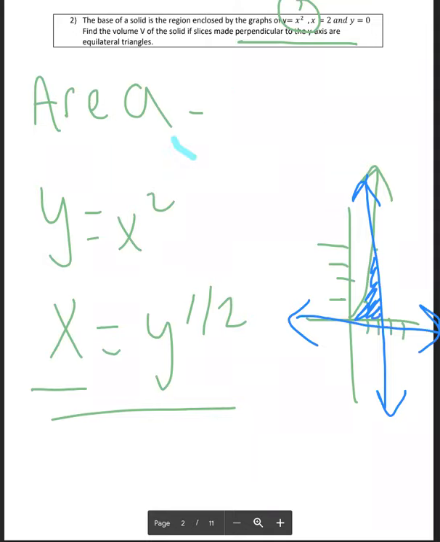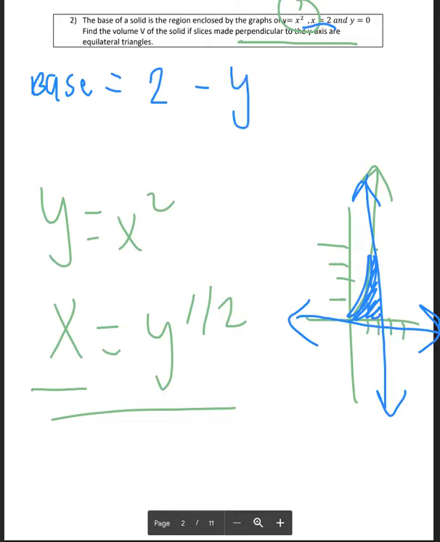So the base would be right minus left. The right is the line x equals 2, so it's 2. Your left is this line over here, so that's really just y to the 1/2. And then your area is, and remember the area of equilateral triangles is radical 3/4 base squared. So keep that formula in mind.